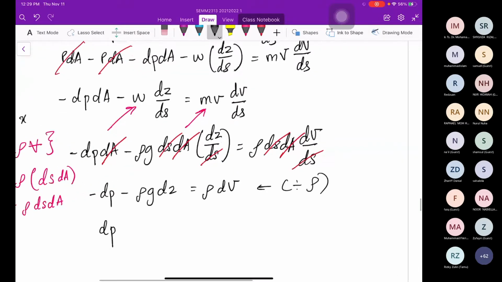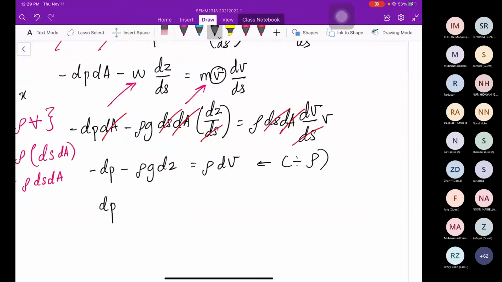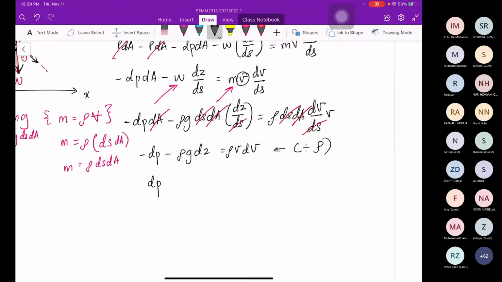Remember I was left with the velocity here. Supposedly we have the V, right? So this must have V. ρ V, yes, right? So this over density, dP/ρ, plus V dV plus g dz equal to 0. Alright, after we have come up with this equation, we can do the integration on both sides.